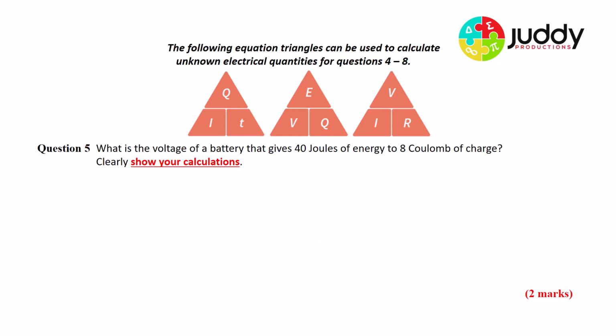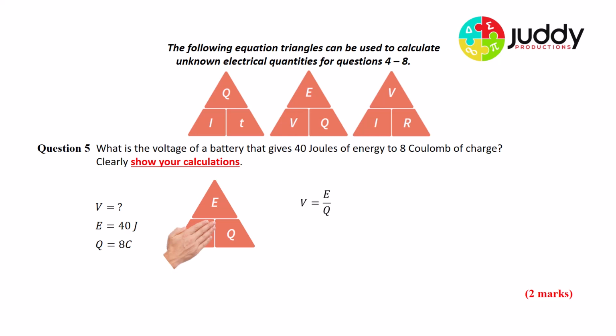Straightforward. Question 5. What is the voltage of a battery that gives 40 joules of energy to 8 coulombs of charge? Clearly show your calculations. So the question states V equals question mark, the voltage is question mark. E, the energy, is 40 joules. And Q, the charge, is 8 coulombs. V, E, and Q, that's our middle triangle. Now we're after V, so we cover up the V and we're left with E over Q. So V equals E over Q.